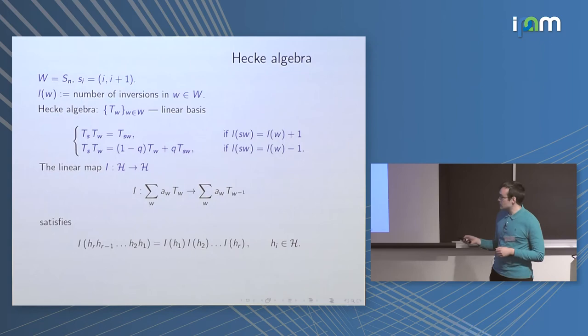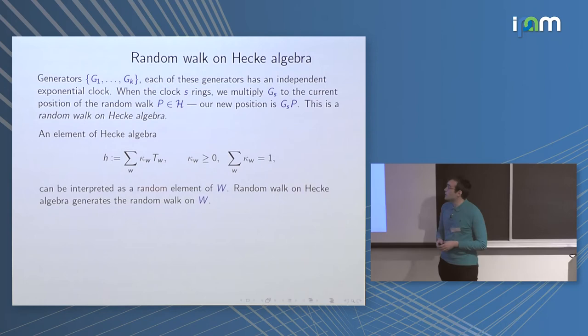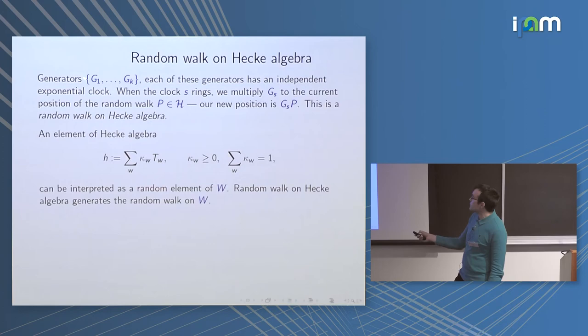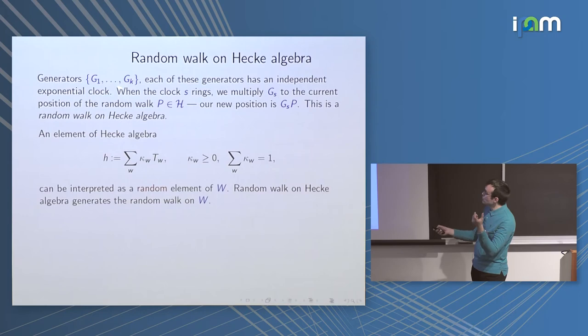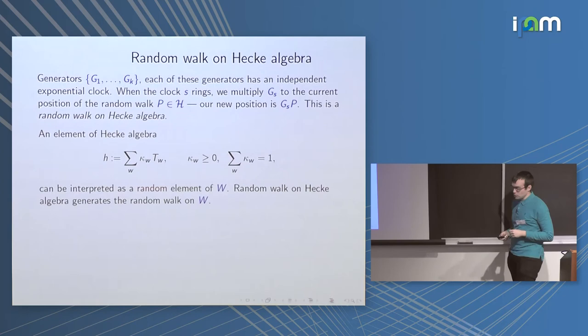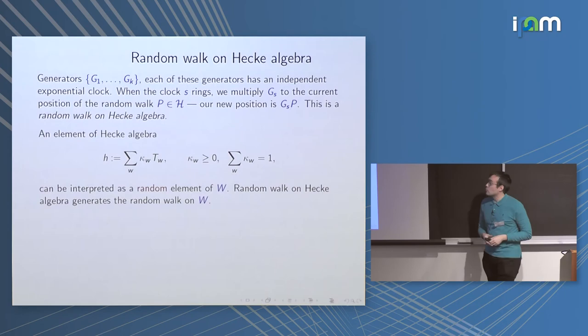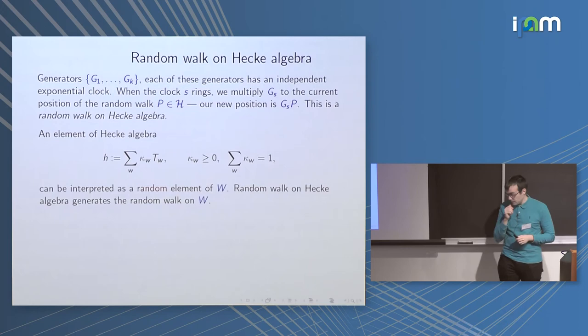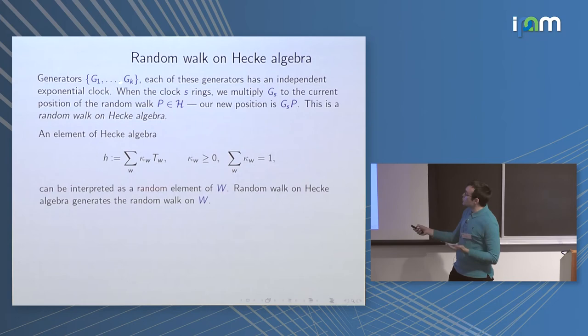So what are some generalities? What is a random walk on the Hecke algebra? If I have certain generators G1, ..., GK, I can define it as follows. If I have some position of my random walk at some point, I multiply this position, let us say from the left, by one of these generators. We have associated Poisson processes with every one of these generators, and when a point from this process comes, we multiply the position by the corresponding generator. This is what one can call a random walk on the Hecke algebra with independent increments, because we multiply independently by one of this set of generators. This is one source of randomness: we choose randomly which generator to use.